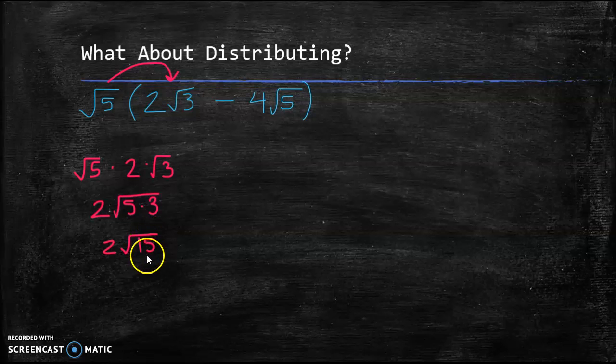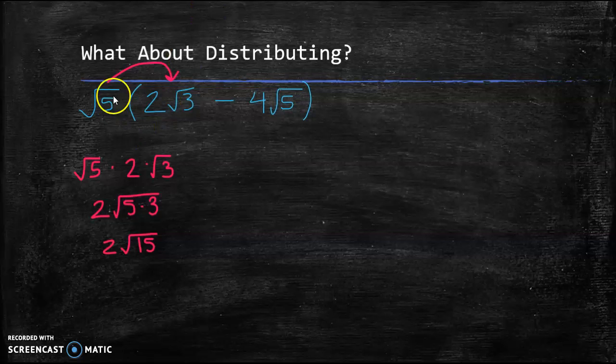I'm going to check and make sure that 15 can't be broken down in a way that would simplify nicely, and it doesn't. The only other way to write the number 15 would be 1 times 15 or 5 times 3. None of those numbers have a perfect square root, so I'm good to just leave this number 15 the way that it is. We did our first little step of distributing here by multiplying this square root of 5 times the first term inside the parentheses.